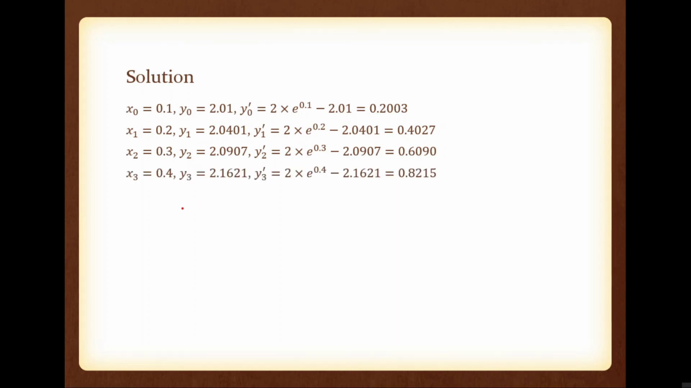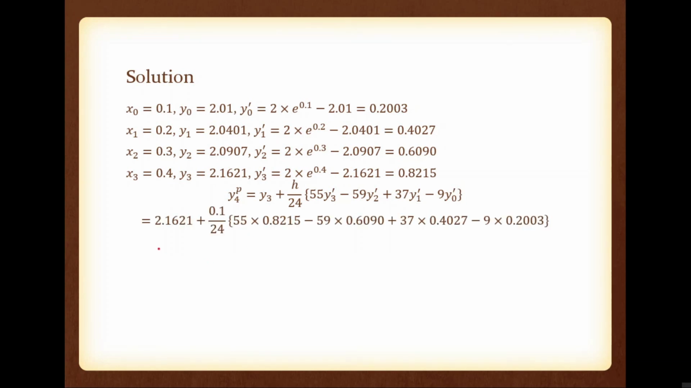So that is equal to 0.6090. x3 is equal to 0.4. y3 is equal to 2.1621. So y3 dash is equal to 2 into e raised to 0.4 minus 2.1621. So that is equal to 0.8215. So using these values, we can find y4. The predictor equation: y4p is equal to y3 plus h by 24 into 55 y3 dash minus 59 y2 dash plus 37 y1 dash minus 9 y0 dash.